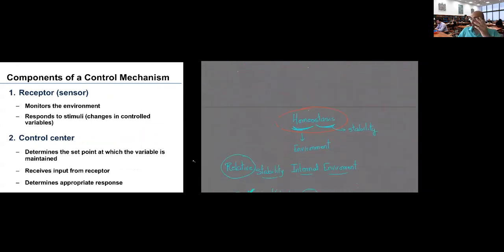So what are the components of the control mechanism? Let's say I had an increase in my body temperature. First thing, you need to know that you have an increase in your body temperature. You need to have a receptor to detect the change taking place in the environment. So what do we call the change in the environment? Change in the environment is what we call a stimulus. So what's a stimulus? It's the change that takes place in the environment.